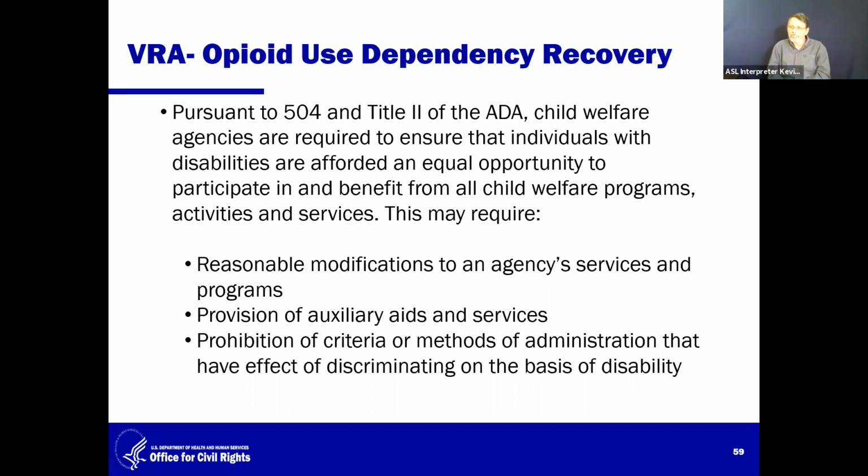And pursuant to Section 504 and Title II, child welfare agencies are required to ensure that individuals with disabilities are afforded an equal opportunity to participate in and benefit from all child welfare programs and activities. This may require modifications to an agency's services or programs, the provision of auxiliary aids and services, and prohibiting criteria or methods of administration that may have the effect of discriminating on the basis of disability. Next slide, please.